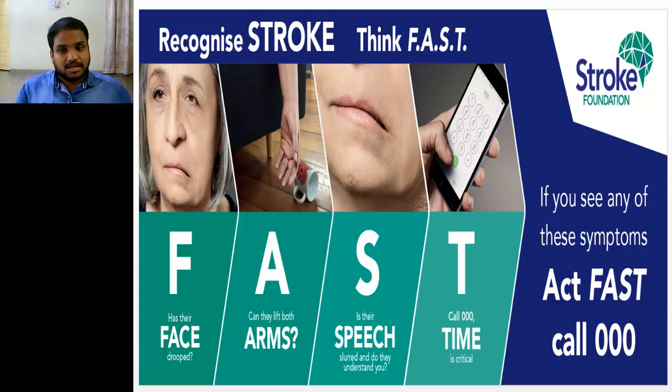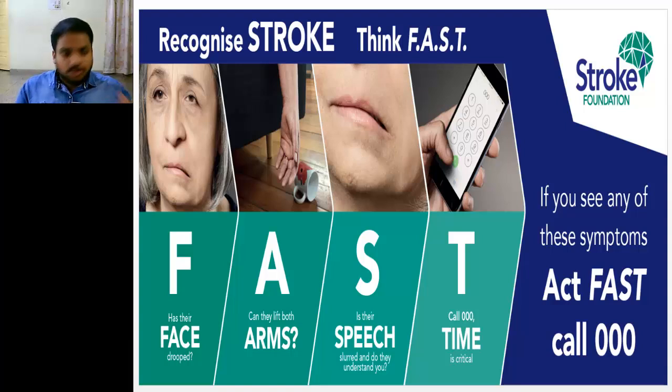Now coming on to the treatment part. Treatment of an acute ischemic stroke. First of all, we will see the supportive treatment. Check the airway, breathing as well as circulation of the patient. You have to stabilize the patient first. Keep the patient in a 30-degree propped up position. This helps to relieve the cerebral edema if it is there.